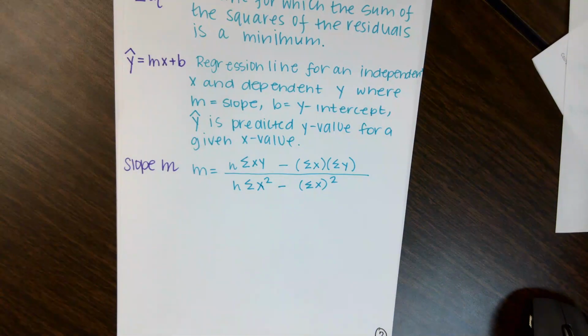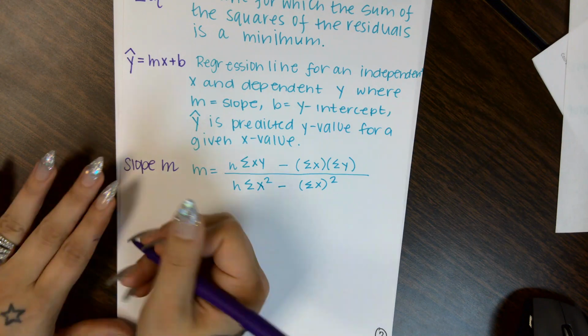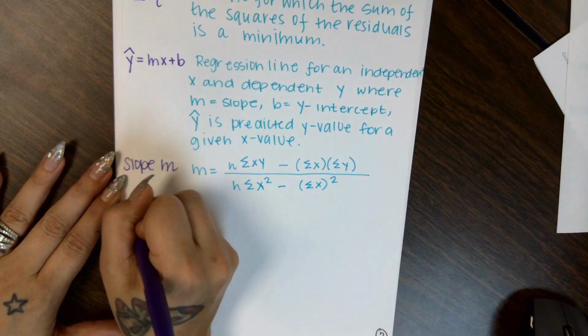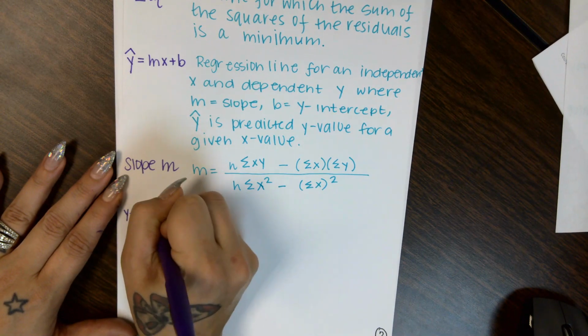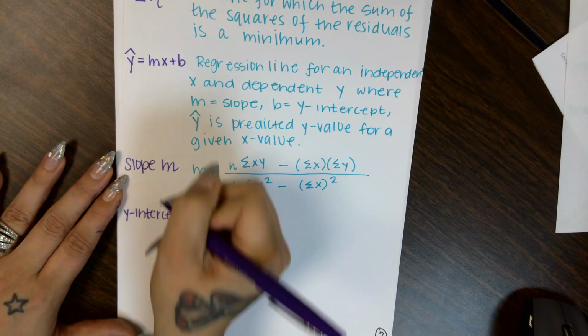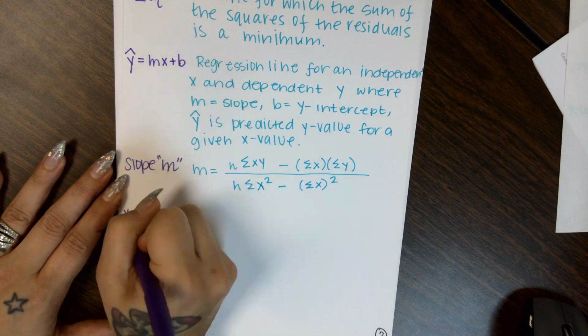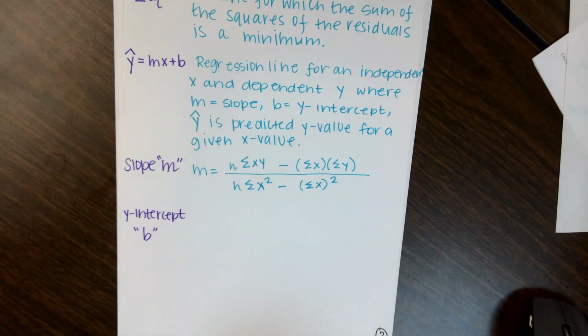Okay, so what else do we have? One more thing that we need to know is our y-intercept, which is our b, and it won't be calculated the way that you may be used to seeing it. I kind of went ahead and just put quotes on the M and the B. So our slope, which is our M, and then our y-intercept, which is our B. How do we solve for our B?